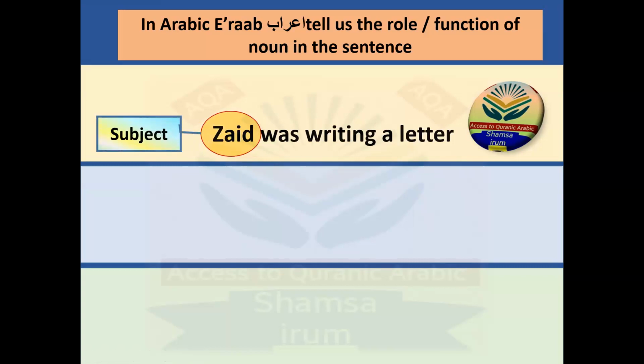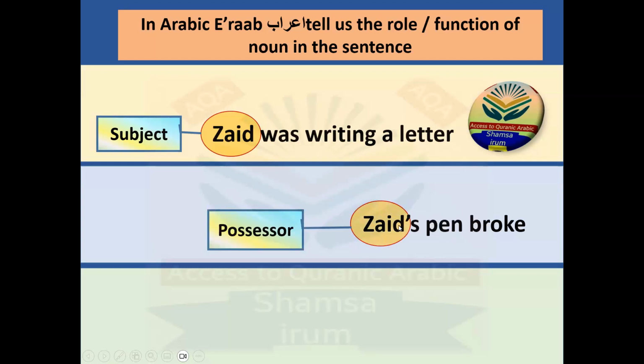Okay. In the next sentence, Zaid's pen broke. Now, what's Zaid's position here? What's Zaid's role here? I hope you will say that Zaid's role here is as a possessor, because something belongs to Zaid. The pen belongs to Zaid. So it means Zaid acts here as a possessor.